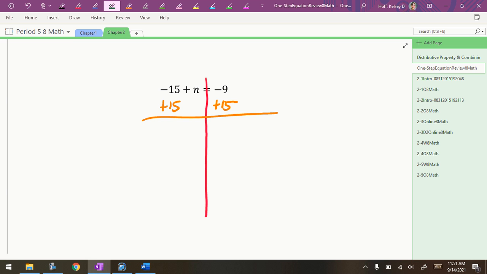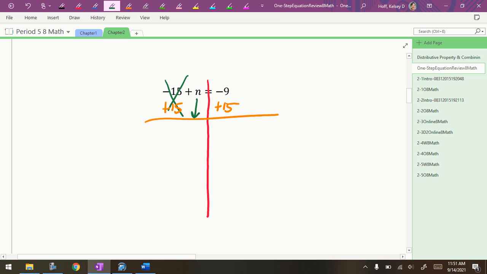Negative 15 plus 15 cancels. I drag down my 1n. Negative 9 plus 15. Positive or negative? Positive 6. N is by itself. There's nothing added or subtracted. And there's a 1 in front of it. Means that we are done.